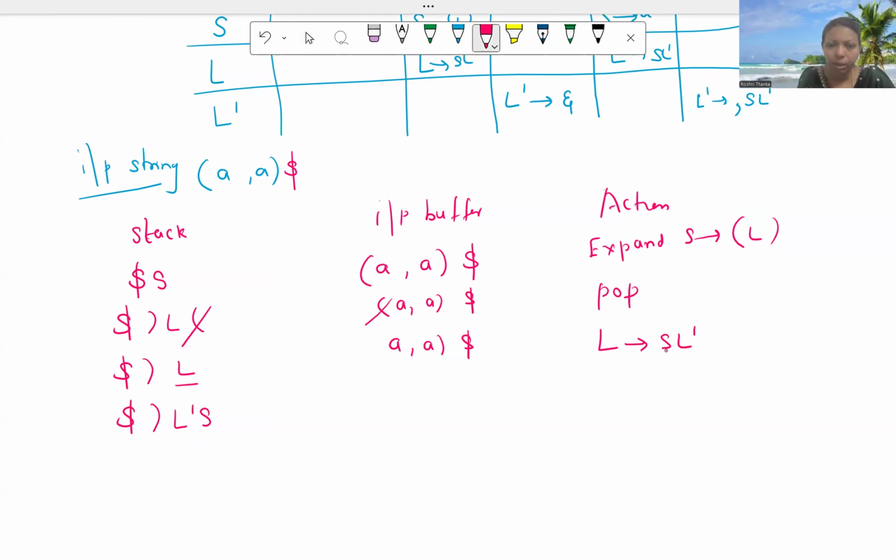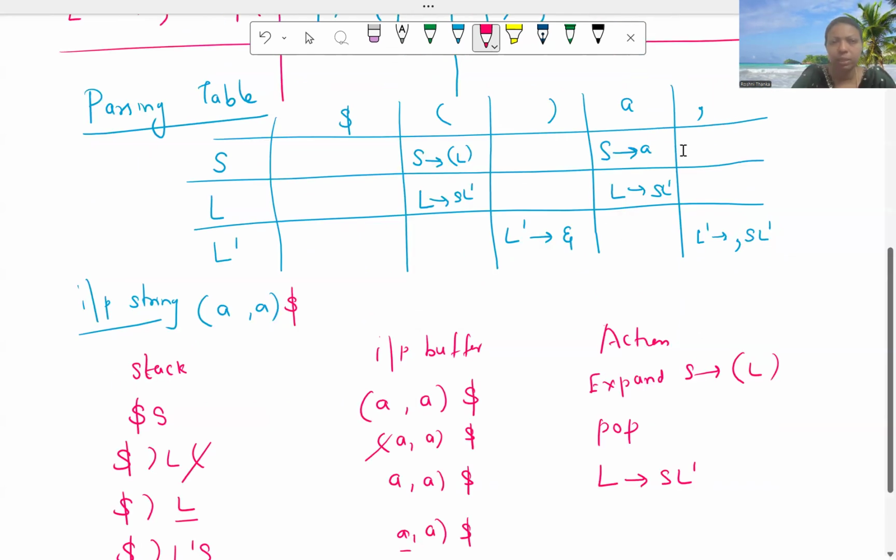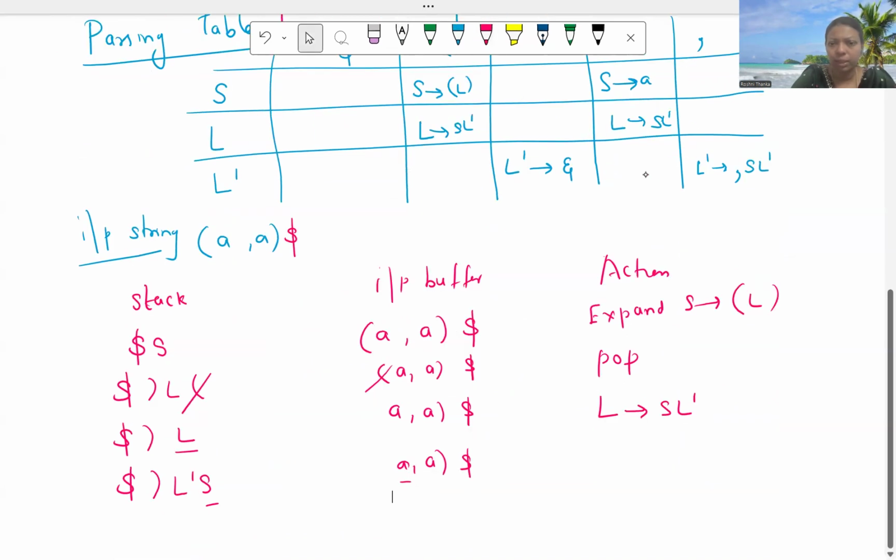So now we have to say S on A. So let us write here also what is in the buffer as well. So now we have to say what is S on A. What is S on A? It is S derives A. So use this production. So it is predicting correctly which production to be used.